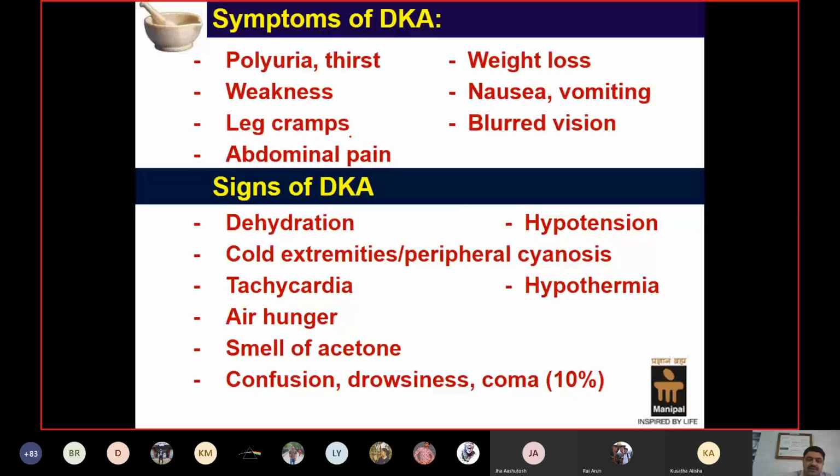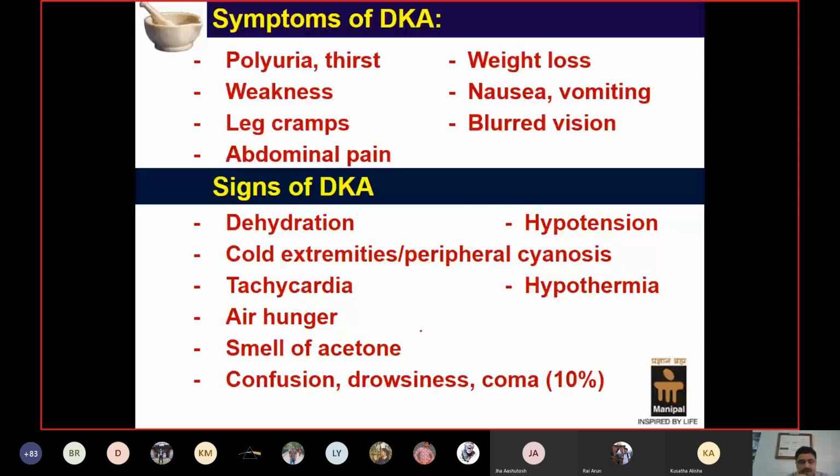The signs of diabetic ketoacidosis are dehydration, cold extremities, tachycardia, air hunger, and the smell of acetone, the fruit-like smell you will find. In the brain, confusion and drowsiness. The patient may come with coma, but it is not necessary that diabetic ketoacidosis is always with coma. And hypotension and hyperthermia. These are the signs and symptoms of diabetic ketoacidosis.